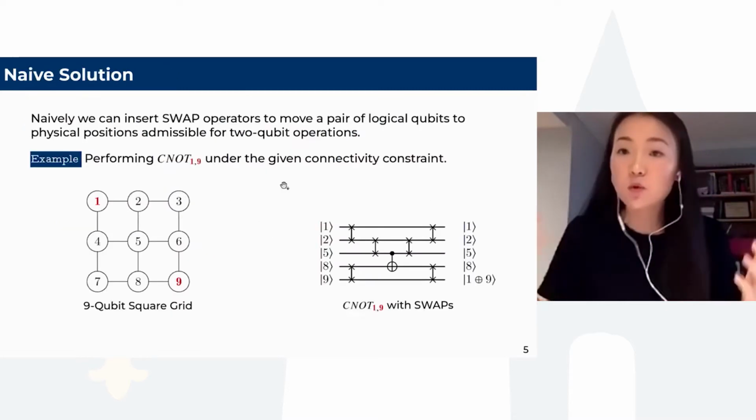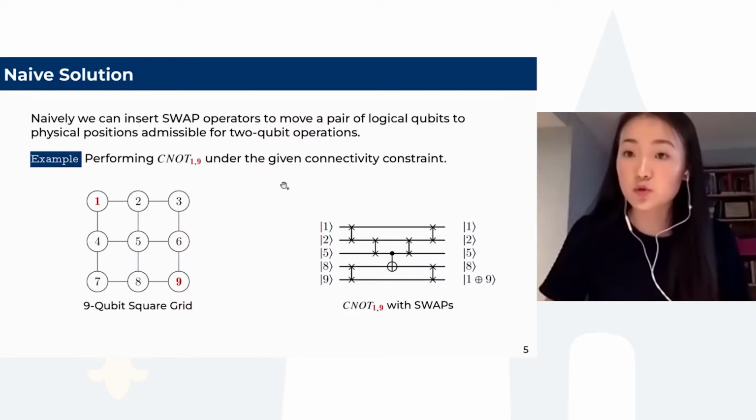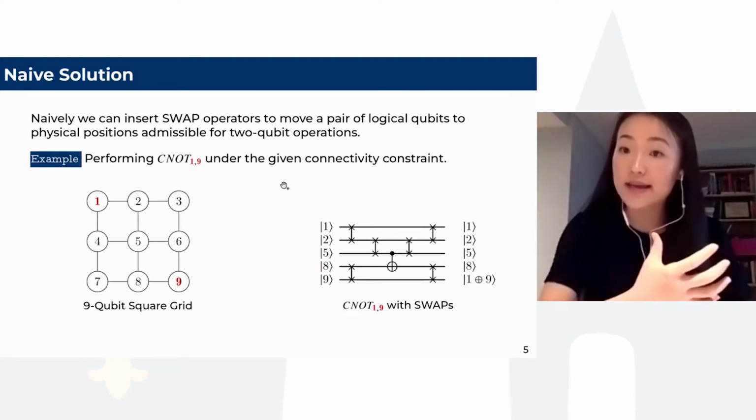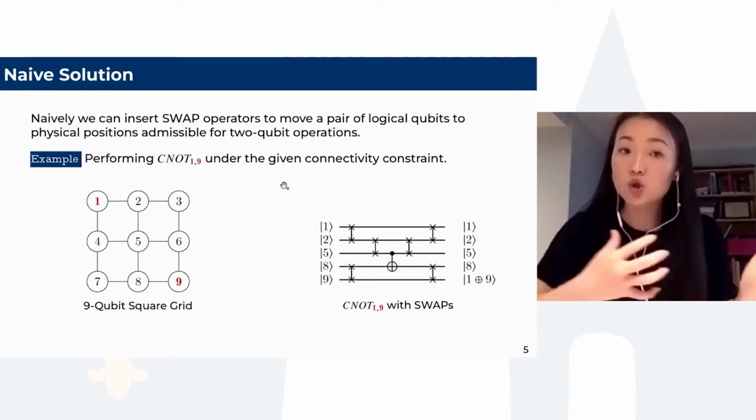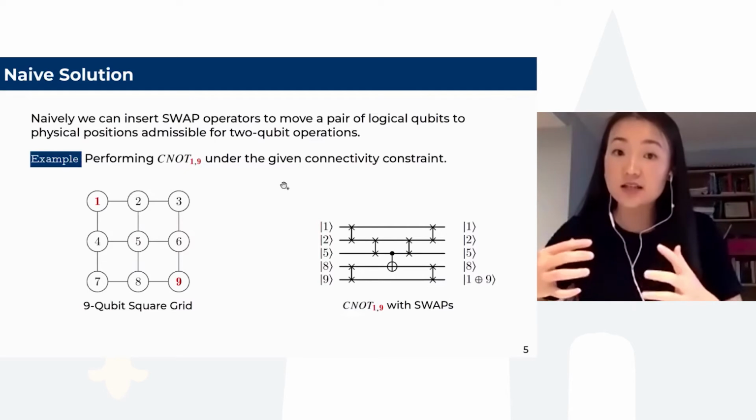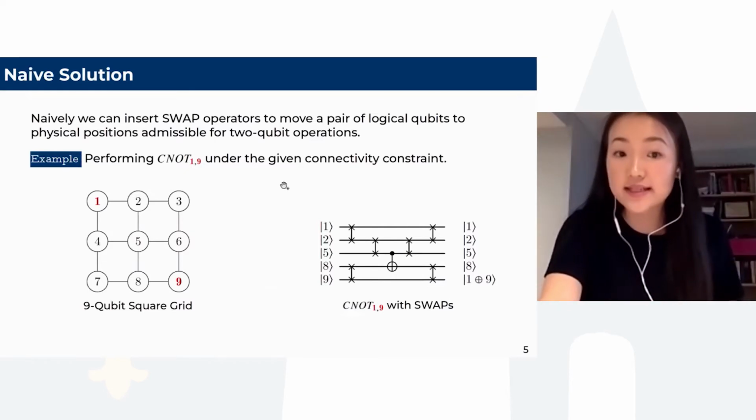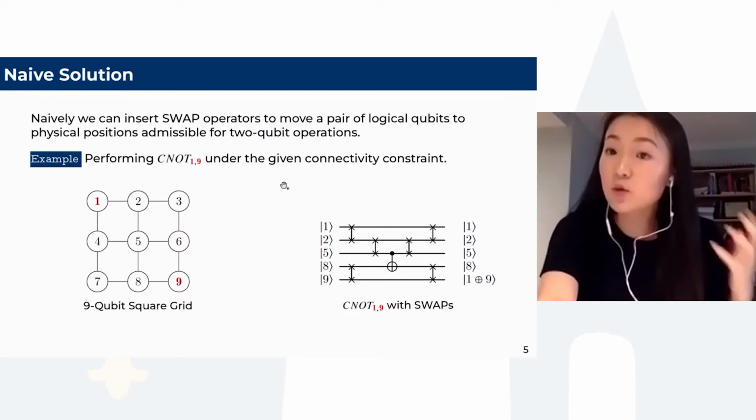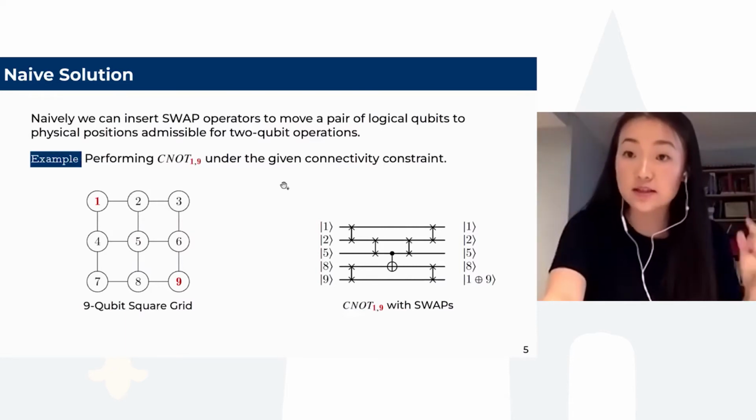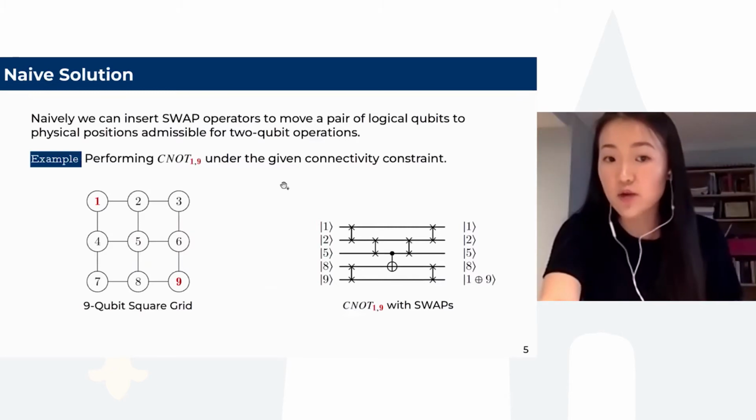Because we want to make sure that the connectivity constraint is respected, one naive solution would be to use a bunch of swap gates to place the logical qubits at admissible physical positions so that they are adjacent. For example, let's say we have this 9-qubit grid where 1 and 9 are not adjacent. If we want to perform a CNOT gate on qubits 1 and 9, we take the shortest path in this graph between 1 and 9, which is highlighted by this red line here.